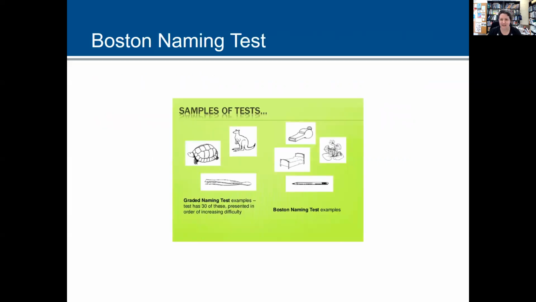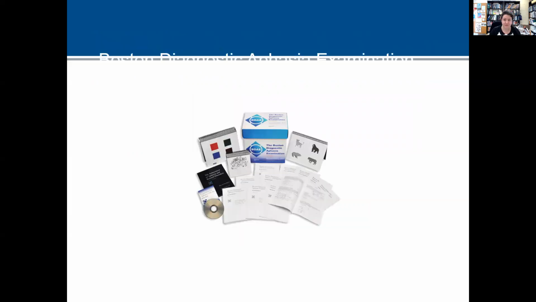The Boston naming test gives you pictures, and you just have to name them. Again, sounds like a really easy task, but more difficult for individuals who struggle with some of the disorders we'll talk about throughout the semester. This is the Boston Diagnostic Aphasia Examination. The Boston naming test is one piece of that. It is an overall large-scale diagnosis for people who might have language disabilities or damage in those areas of growth.